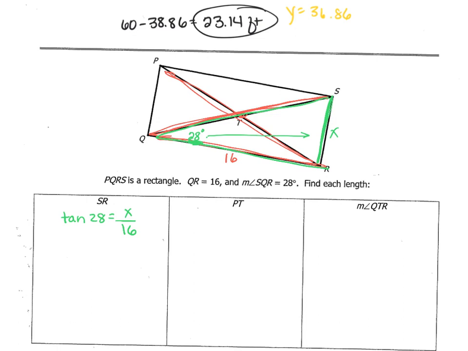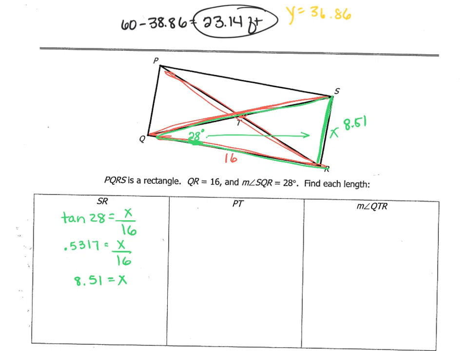Tangent of 28 degrees is 0.5317 equals x over 16. 0.5317 times 16 is 8.51. So that length is 8.51. I'm going to go ahead and jot that in my diagram as well. The next thing I need is PT.